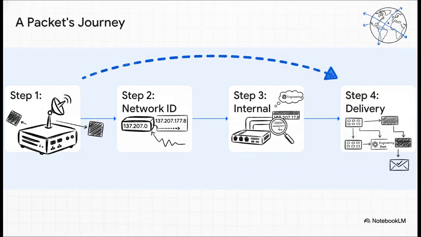So let's follow a packet on its journey. An external router sees a packet addressed to this number here. It doesn't analyze the whole thing, it just looks at the first part, the network ID 137.207, and goes, okay, I know where that neighborhood is, and sends it off to that organization's main router. Then, once it arrives, the internal router takes a look. It reads the next part of the address, the subnet ID, and says, this one goes to the engineering department, and it forwards it to the right internal network for that final delivery.